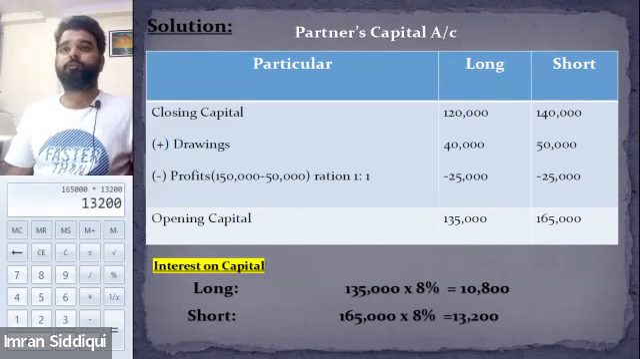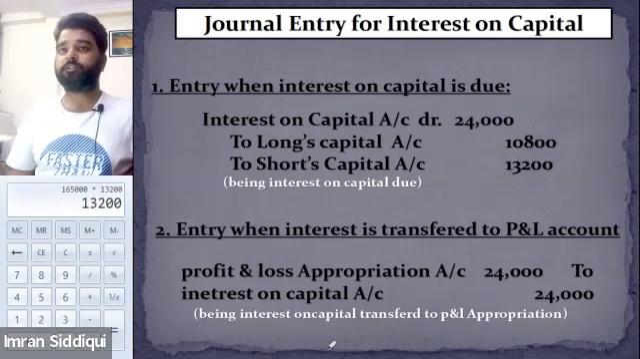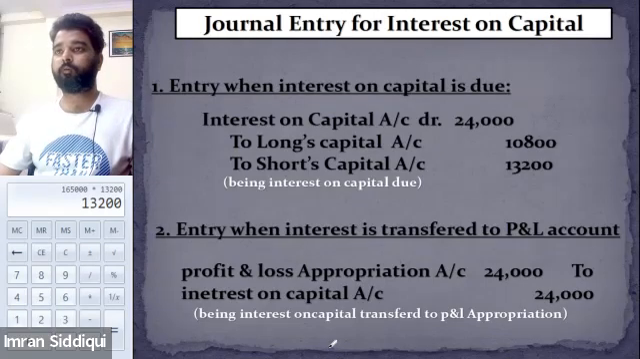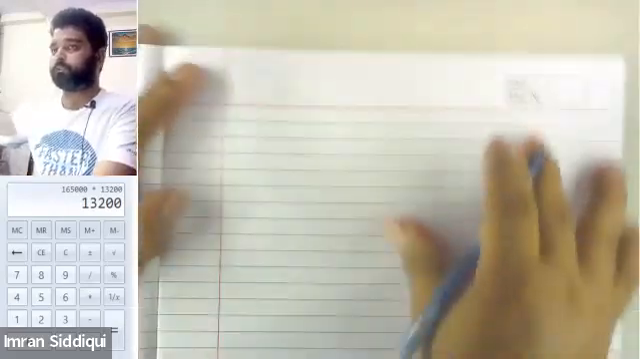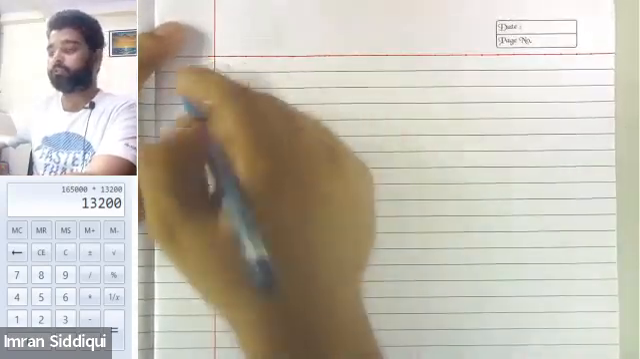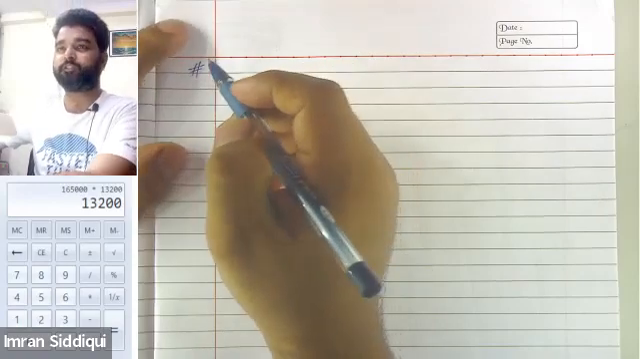All right. Okay, guys. So moving to the next slide. This is the general entry of this question. See, as I told you, first of all, let me show you how it is done. I have already told you that we need to pass two general entries. First general entry will be considering that the interest is due.